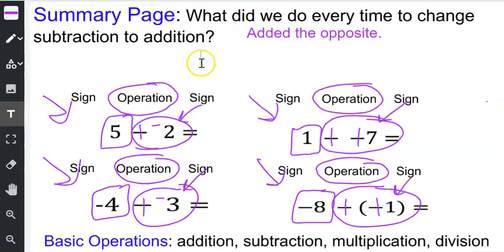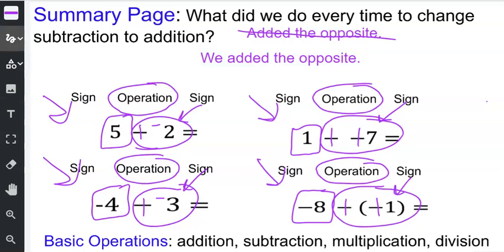Sorry. We should really be saying, if we put a period at the end and a capital letter at the beginning, we should really say, we added the opposite. That is not a sentence. So I really should not have done that, guys. Let me fix that. That's a fragment. So now we have a subject and we have a verb. So we added the opposite. That's a full sentence.